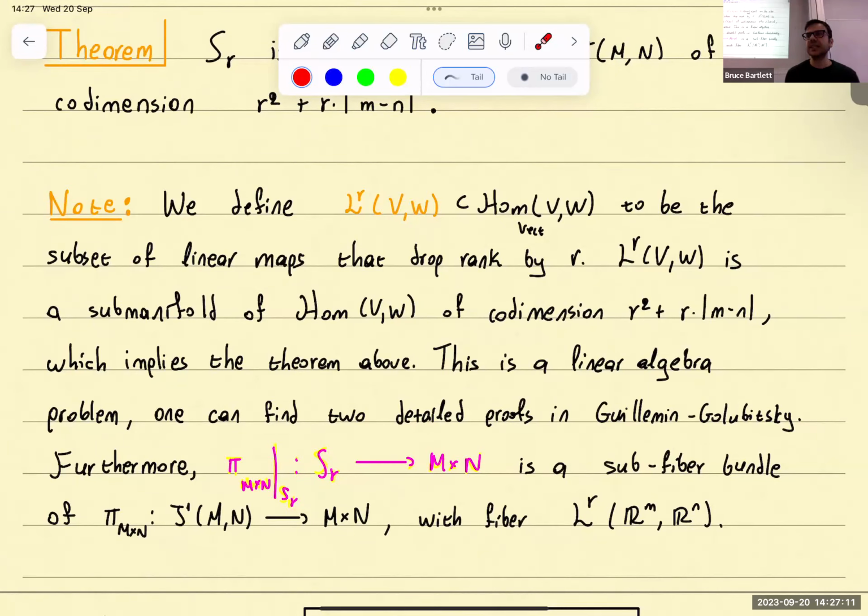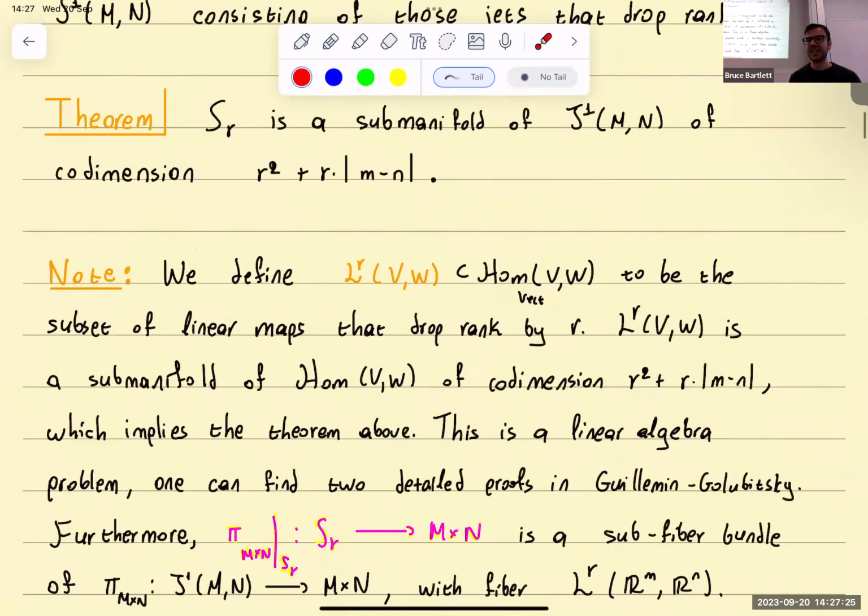Let me pause for a second and ask how we are doing, because I introduced a lot of new stuff. This is a talk which unfortunately is not going to have as many pictures as the previous ones, so I want to give us some moments of breath. Is this, maps that drop rank by R from R^m to R^n or from M to N? This is from R^m to R^n.